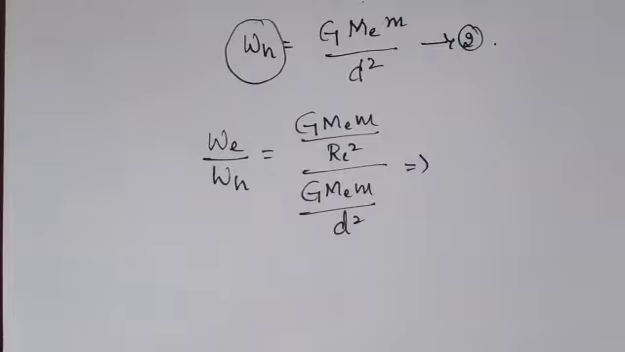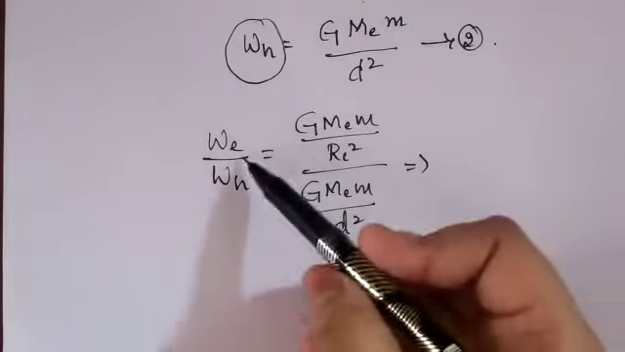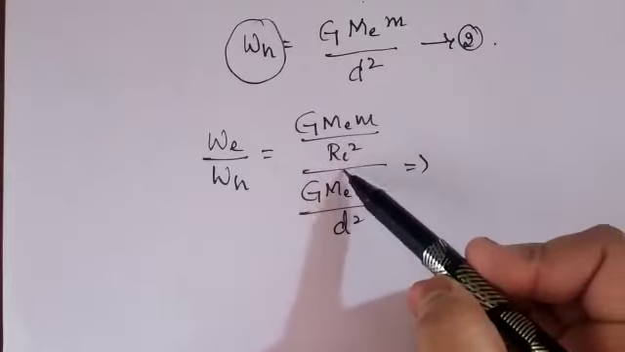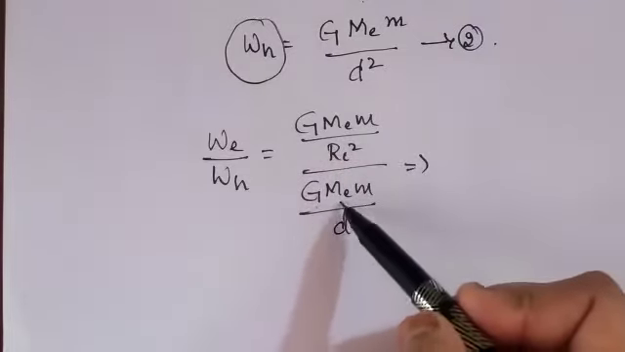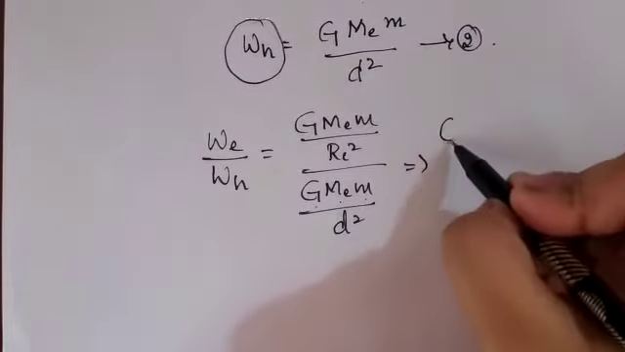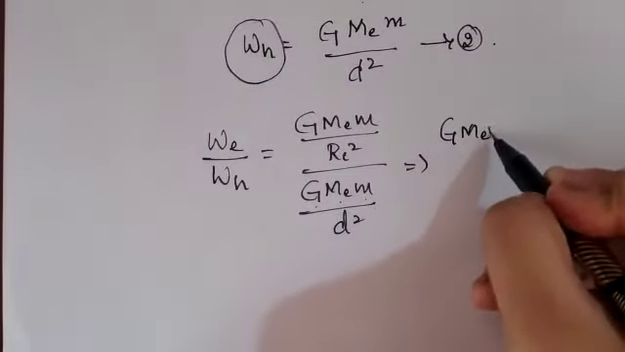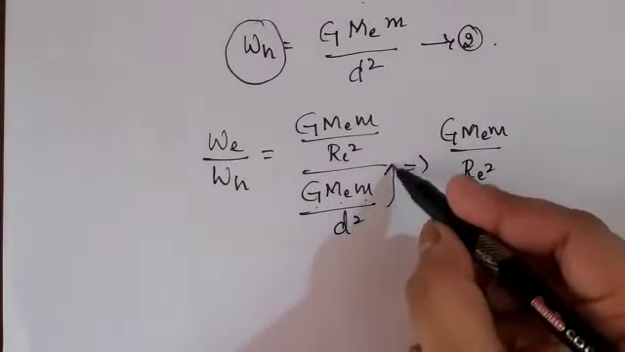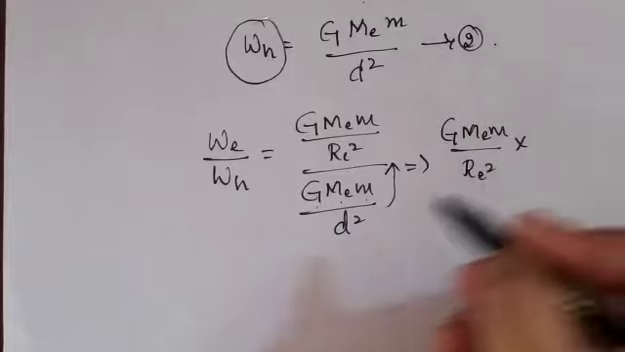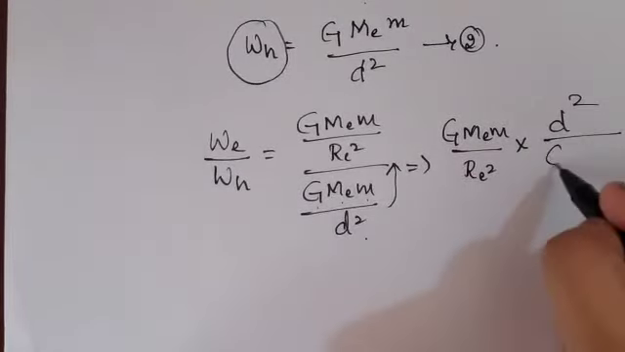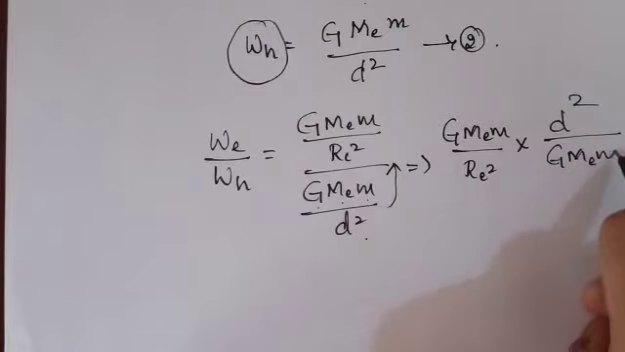So I have substituted the value, that is WE divided by WH is equal to GMEM divided by RE square, divided by GMEM divided by D square. Now let me change this. When this denominator goes to the numerator, this D square comes to the numerator, and this M comes to the denominator.